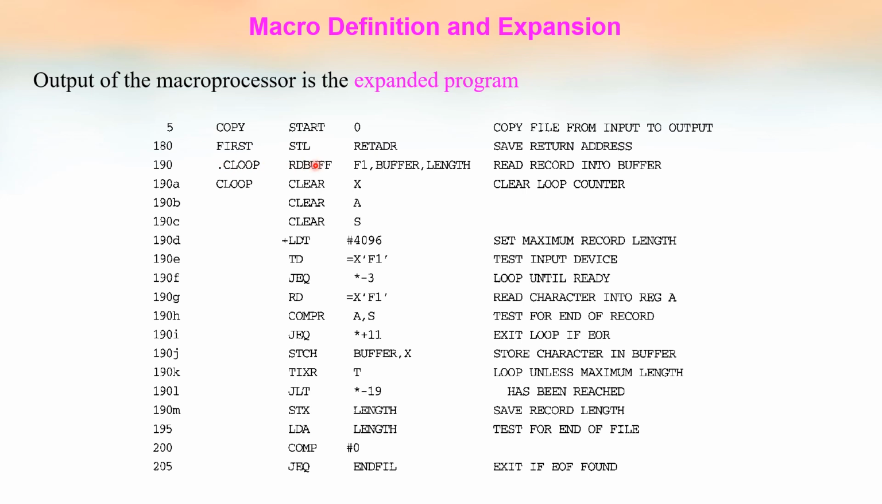So this macro invocation or macro call statement is denoted as a comment, and then this is the expansion of the macro, that is, the formal arguments are replaced by the actual arguments. These lines are from the macro definition, and after the macro definition is over, it comes back to the main program, and lines in the main program are written. So this is the output of the macro processor, or the expanded program.